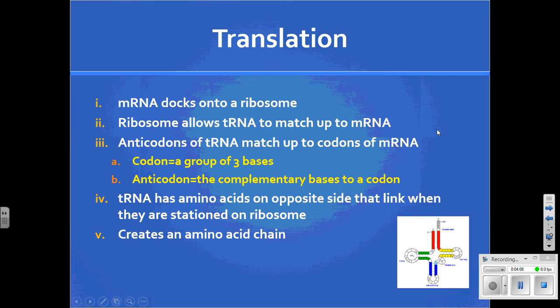All right, and on to the next step, what we call translation. This is where that mRNA, the messenger RNA that was copied, now heads out into the cytoplasm and finds a ribosome. It's going to dock onto that ribosome and stay hooked up onto it. That ribosome is also going to allow the other type of RNA, called tRNA, to start matching up with the messenger strand. So we have a group of 3 bases on mRNA that's called a codon.